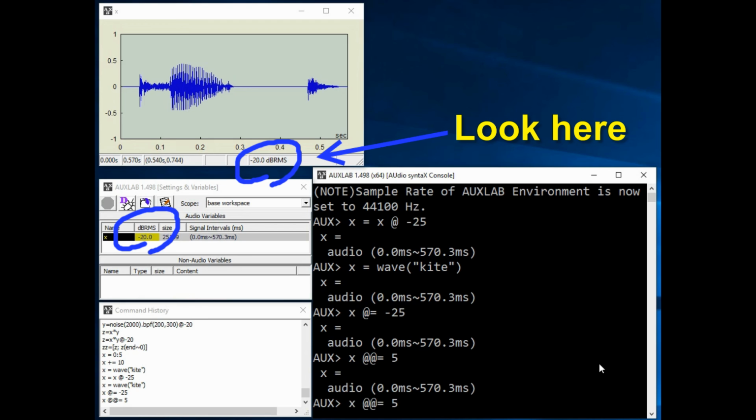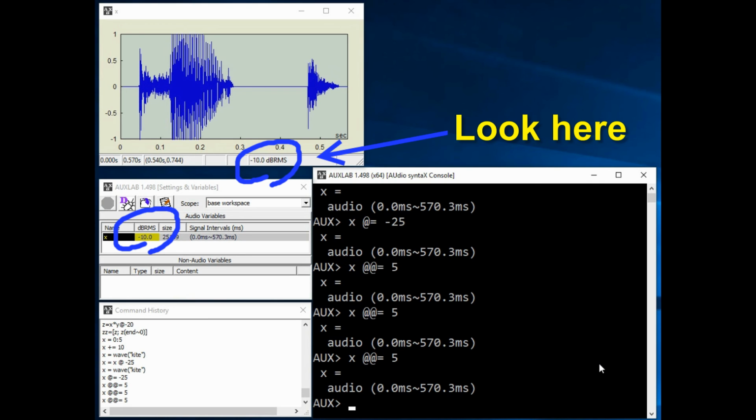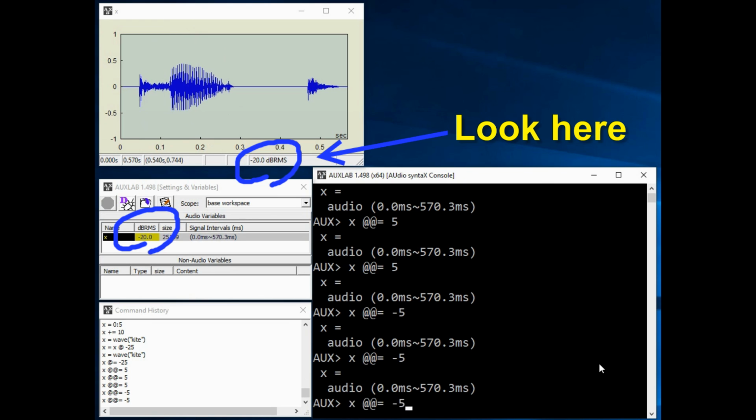So we are increasing the RMS of X by 5 dB. See how the RMS values are changing. Increasing, oh, this is too much. Decreasing again, back to negative 25 dB.